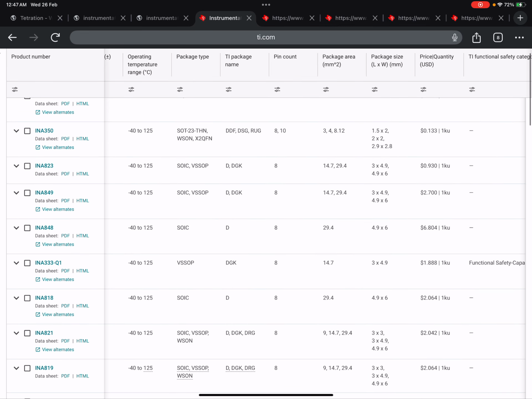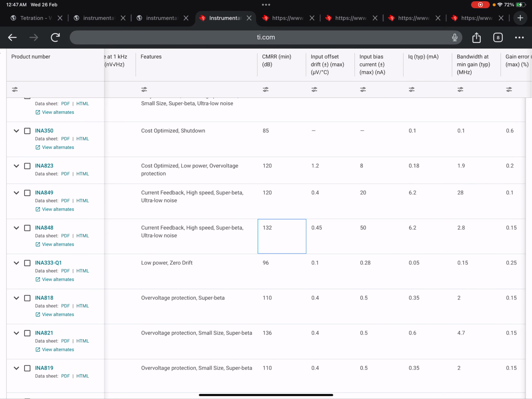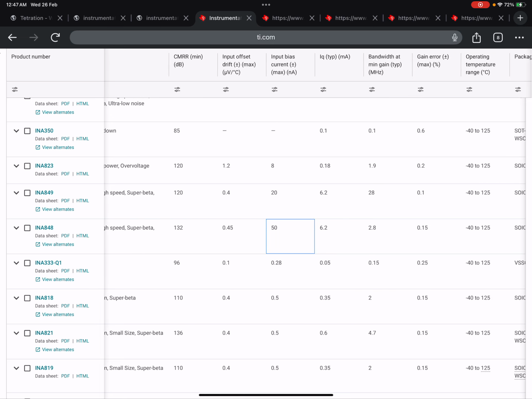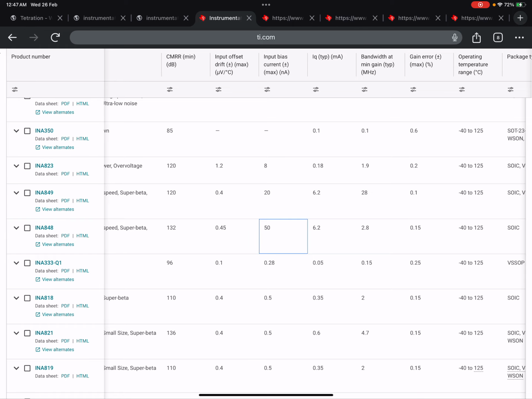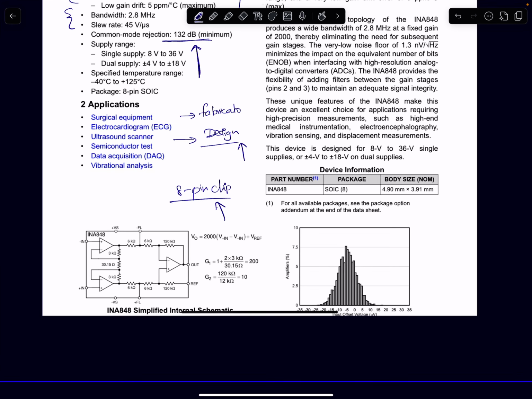I think there was a $6 chip which I saw here. This one again comes with a very good CMRR and very low noise levels and input offsets. Therefore it is priced higher, and its bandwidth is also very high. That's another reason for its increased cost. So this is how you read the data sheet for an instrumentation amplifier.